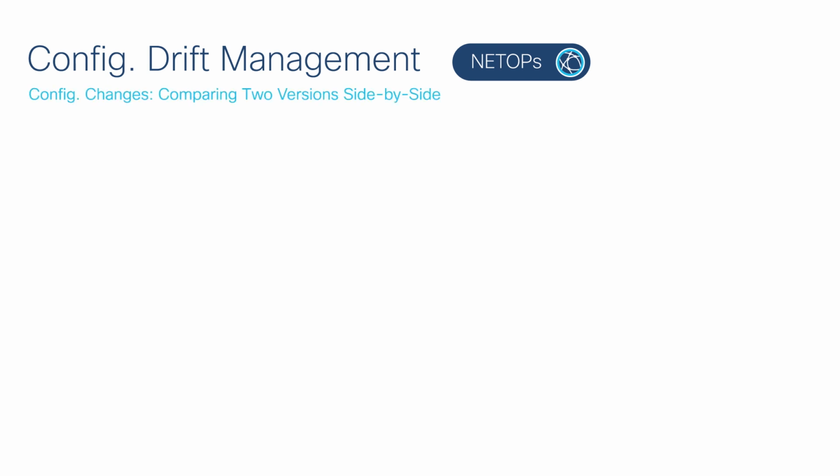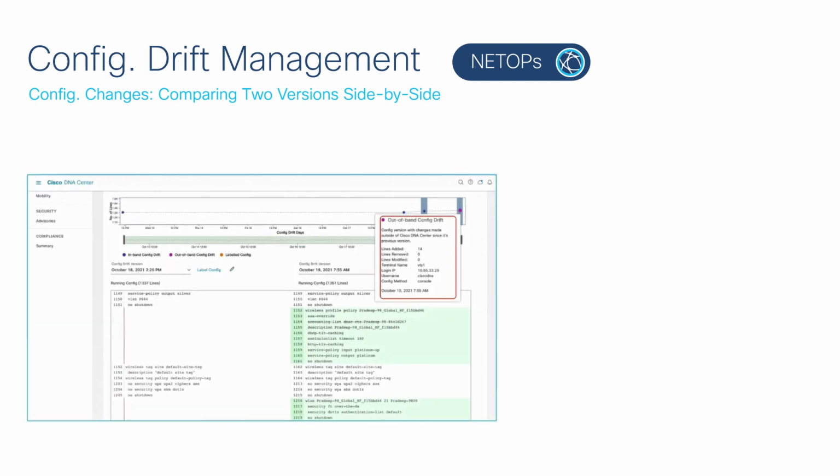In this release, we added the ability to see historical config changes over time and be able to compare any two config versions on the same device and their running config data. So what's new in 2.3.2? We have added the ability to see if the changes were made in or out of band. Out of band changes, meaning the changes that were made directly on the device via CLI or GUI or elsewhere other than Cisco DNA Center.